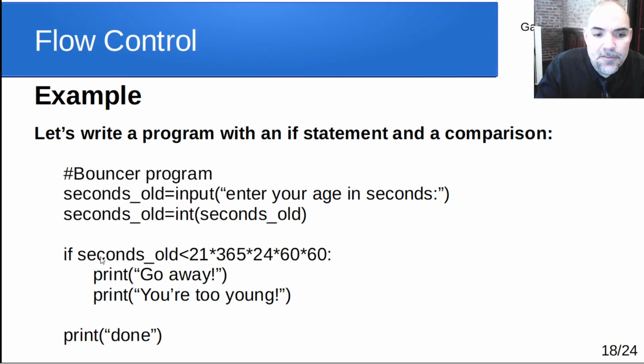But notice what this does. If this evaluates as true, all of the indented lines of code happen one at a time, starting with the first one, go away, and then you're too young. If this evaluates as false, we just skip over the indented lines of code.